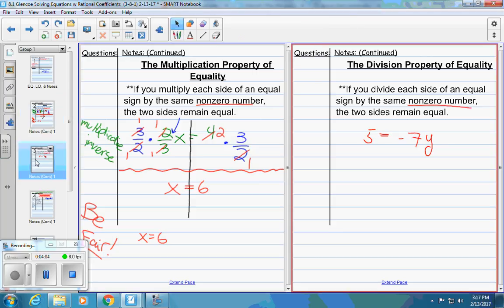We're going to draw a vertical line on our equal sign. I'm always going to use the reciprocal, but this is another way it could look on this division property of equality. What is the inverse operation of multiplication, which is right there in between the -7 and the y?